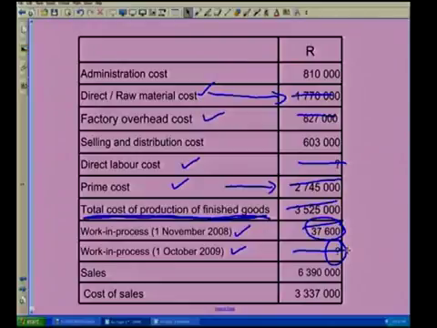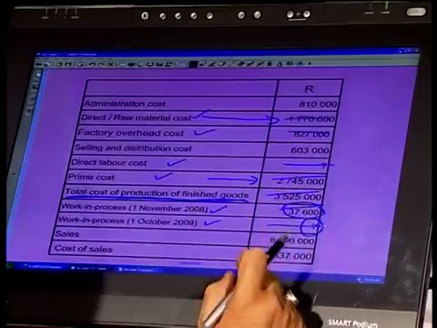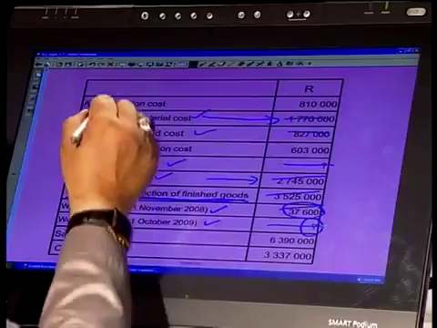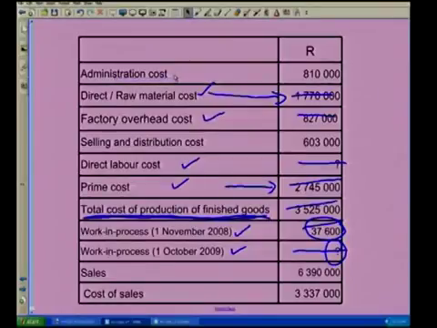You can clearly see that, sorry, there's an error here. I haven't used this one here, so I'm going to delete it. Selling and distribution has not been used, okay? So an error on my part. Let's just remove what I've deleted. In other words, going back into the question, this has been dealt with. All the information that I've deleted here, I've worked with it.